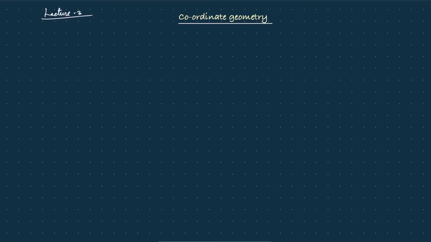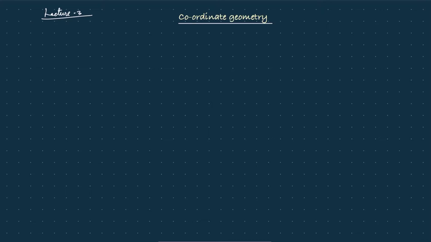Okay, welcome back to lecture 3 of coordinate geometry. Today we're going to discuss some problems based on the distance formula, the collinearity property, and internal division and external division in coordinate geometry. Suppose a given question.